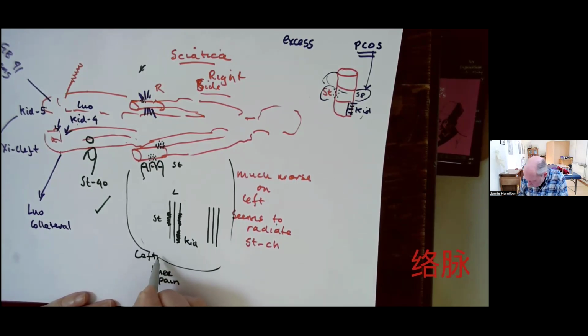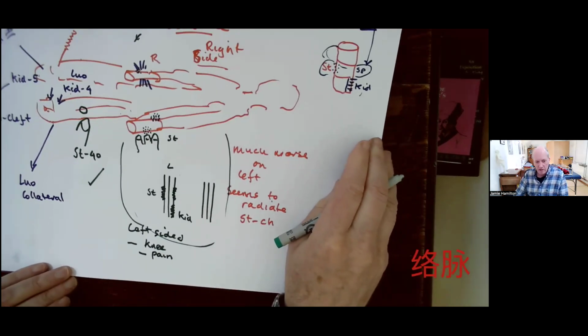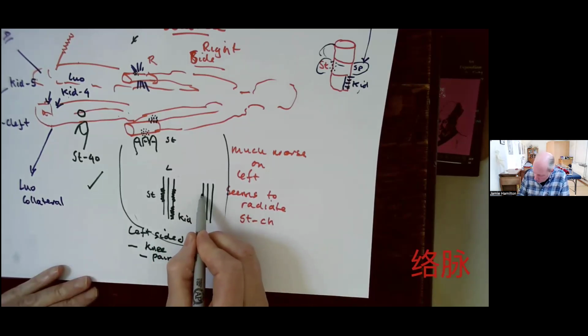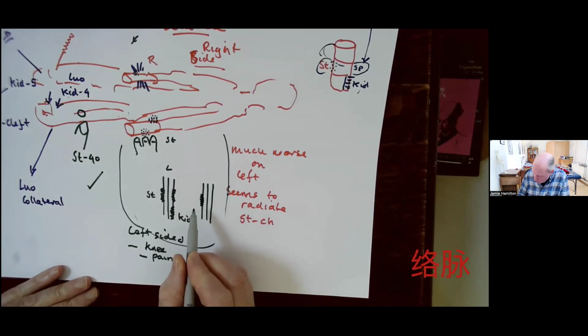Left-sided knee pain. Now, I've been seeing her for donkey's years. She's always got the same condition of knee pain, and her pulses always say the same thing. On the right side is not so bad. Maybe it's just on the spleen.